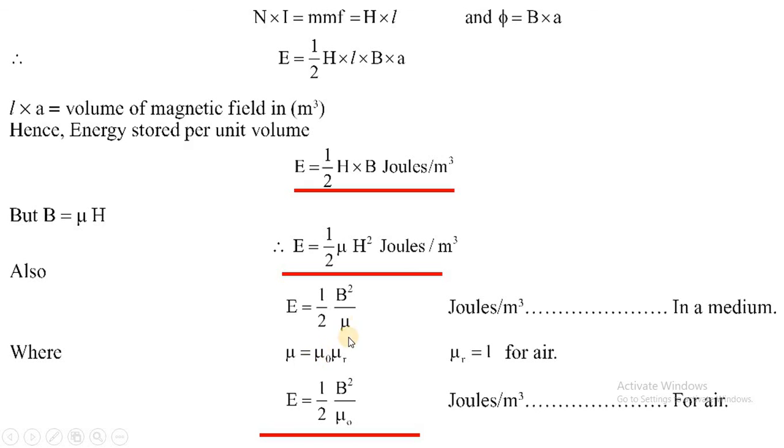If mu is equal to mu 0 into mu r, and if the material is air, we take mu r equal to 1. So if the inductor is an air cored inductor, then the energy stored is half B square divided by mu 0, because we have taken mu r as 1. Why? Because it is an air cored coil. This way you can find out the energy stored in magnetic field per unit volume. I hope everyone understood it clearly.